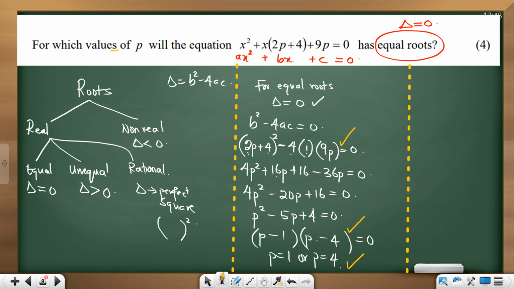Mbonga, please ask. Good. If it says it has unequal roots, then we say our discriminant is greater than 0. Greater than. Then we solve using critical values now. Make sense? For which value will it be unequal? It means your discriminant will be what? Less than, will be non-real. No.